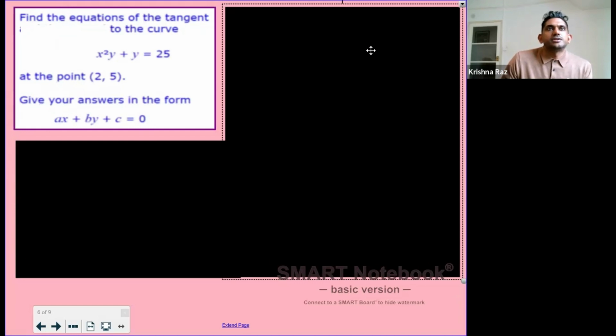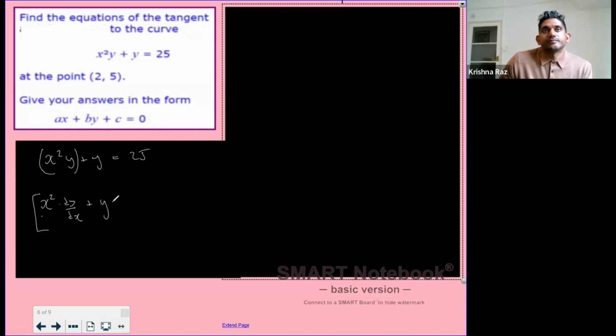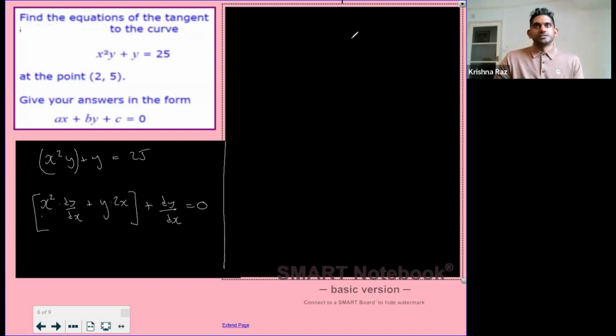So if we differentiate, we have x squared y plus y equals 25. So we use the product rule for this bit. So we'll have x squared times dy by dx plus y times 2x plus dy by dx equals 0. So we can't forget to differentiate the right-hand side of the equation.